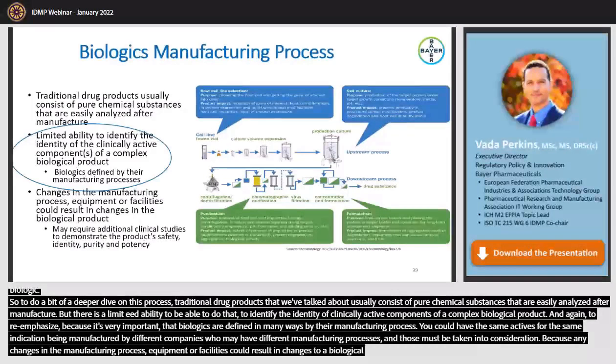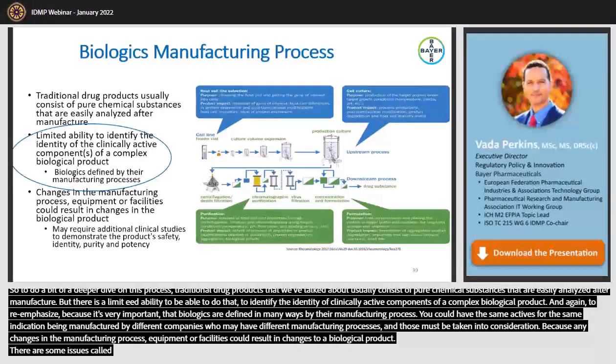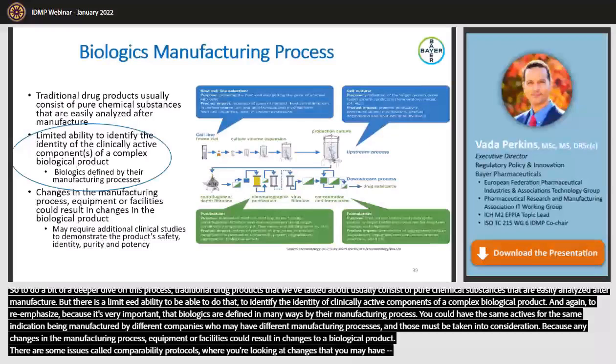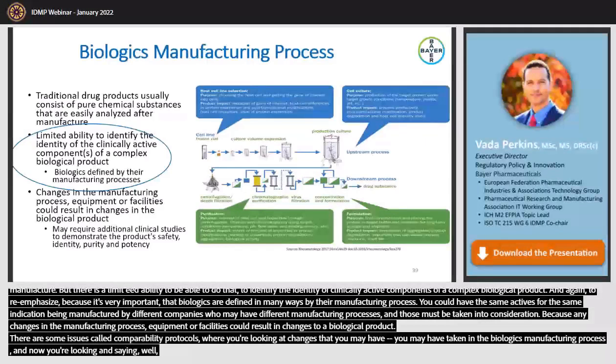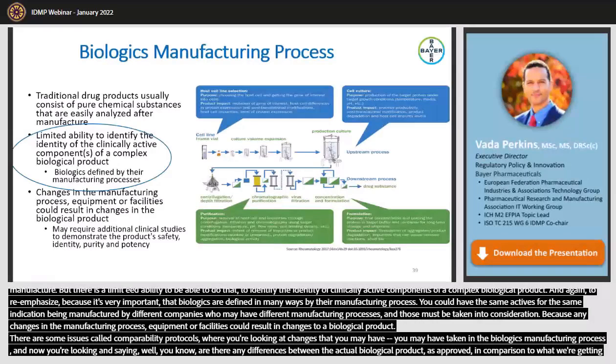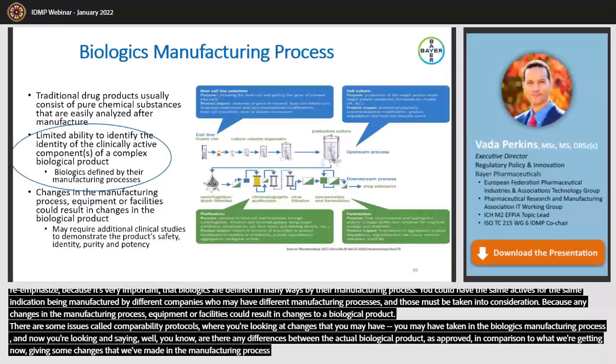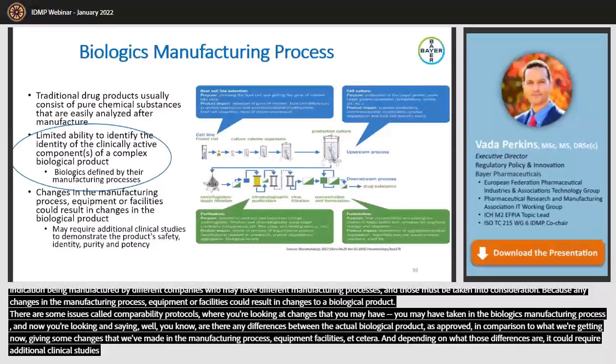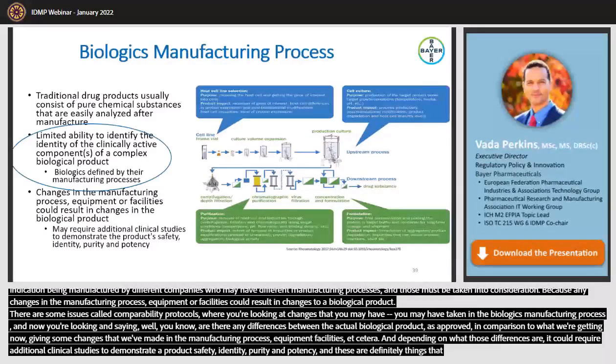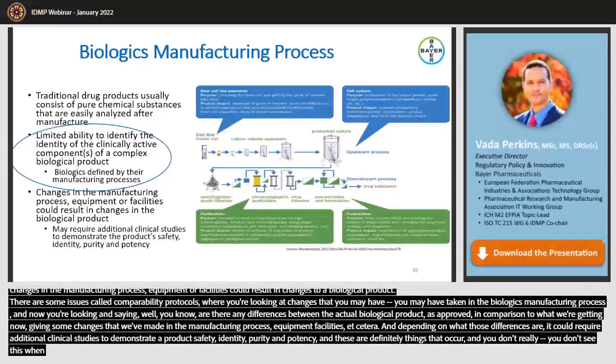There are submissions called comparability protocols, where you're looking at changes that you may have made in the biologics manufacturing process, and now you're asking, are there any differences between the actual biological product as approved in comparison to what we're getting now, given some changes that we've made in the manufacturing process, equipment, facilities, etc. And depending on what those differences are, it could require additional clinical studies to demonstrate a product's safety, identity, purity, and potency. And these are definitely things that occur, and you don't see this when it comes to simple chemicals, right?